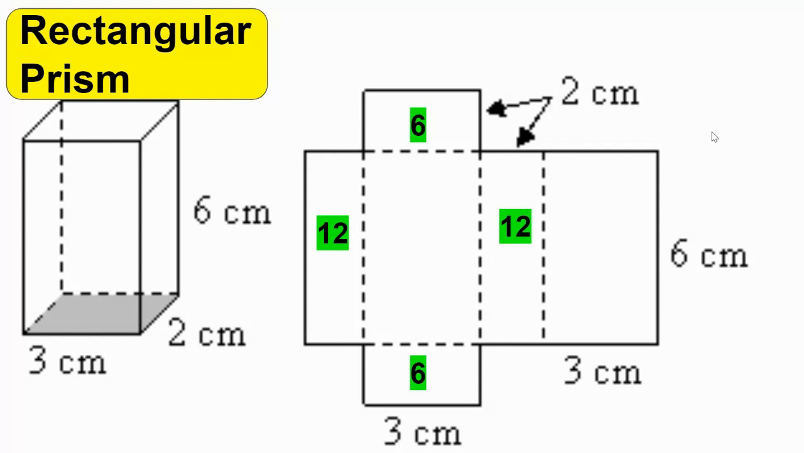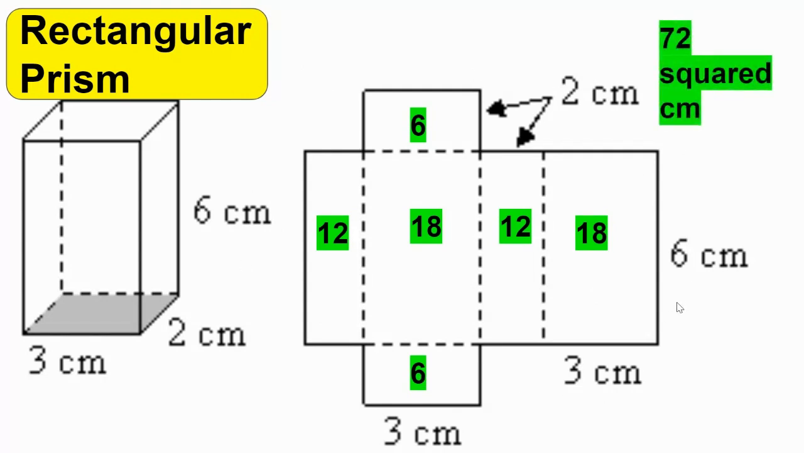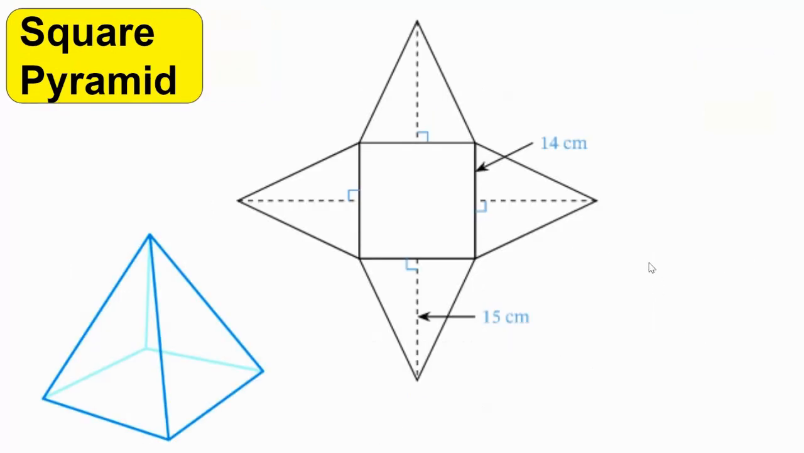Otherwise, we have kind of a lopsided prism. And then this middle section here, this side length is 3, this side length is 6, so 3 times 6 is 18, and this would be the top. This is the opposite, so 18 and 18. So if we add all of our pieces together, then we're going to get 72 square inches.